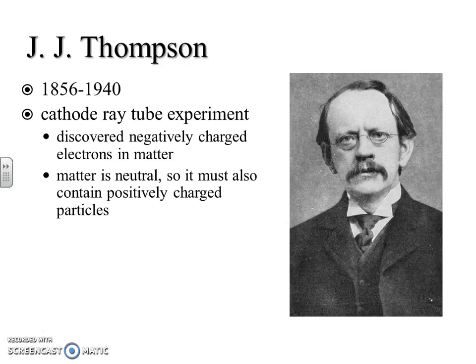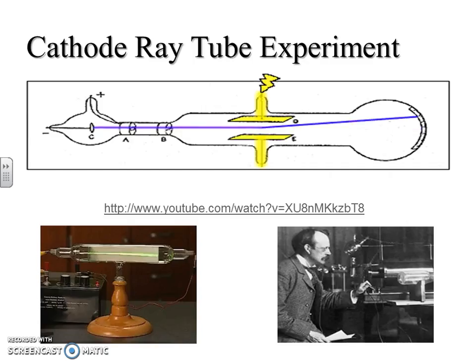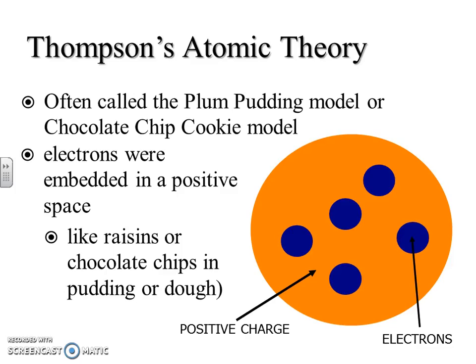Then came around J.J. Thomson. Now, J.J. Thomson did a cathode ray tube experiment, and the main thing you need to know about him is that he discovered the electrons. And because we know that matter is neutral, meaning it does not have a charge, we realized it also has to have positively charged particles in there somewhere to balance it out. Neutral means 0, so if we know that we have negative electrons, there has to be something in there that's positive. And so he came up with this idea of the plum pudding model or the chocolate chip cookie model, where he says that the atom is basically this positive space that has little negative components to it. They're like randomly in there.